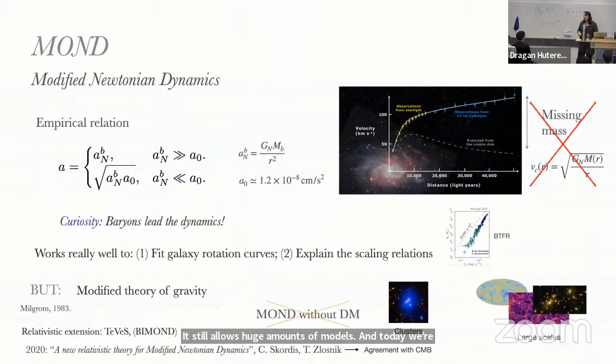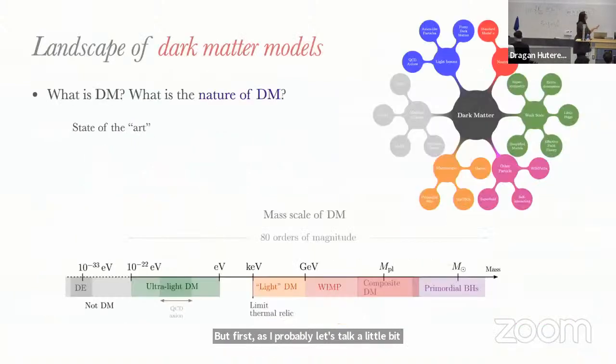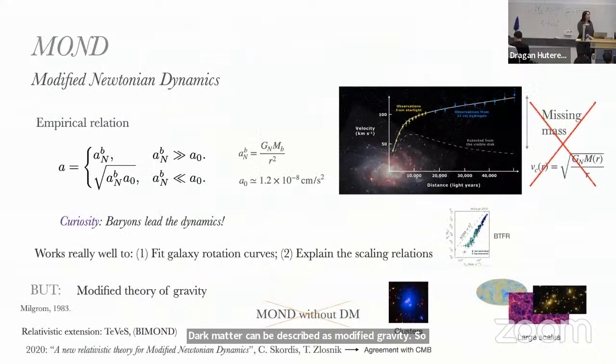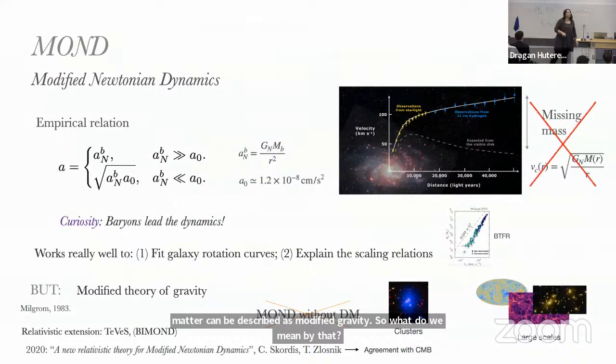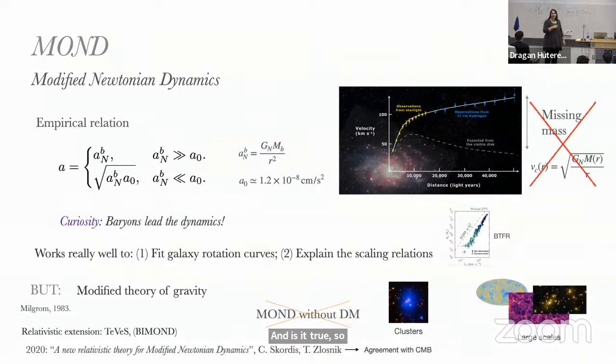But first, as I promised, let's talk a little bit about MOND. As you can see here, there's a little corner that says maybe dark matter can be described by modified gravity. So what do we mean by that? And is it true? So MOND, the name that no one can say. How is it in Harry Potter, the one that we cannot say? I don't remember. So something like that. MOND stands for modified Newtonian dynamics.